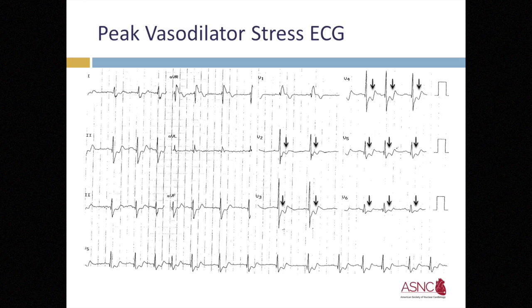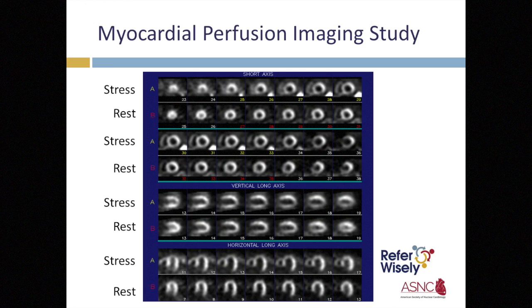This electrocardiogram, obtained at peak vasodilator stress, demonstrates the presence of significant ST segment depression in leads V2 through V6, as indicated by the arrows. ST depression with vasodilator stress is a specific but not sensitive indicator of high-risk coronary artery disease. The stress and rest images from the patient's myocardial perfusion scan are shown on this slide. Although the goal of this presentation is not to teach individuals how to interpret perfusion scans, there are several abnormal high-risk findings present on the study that referring physicians should know about.